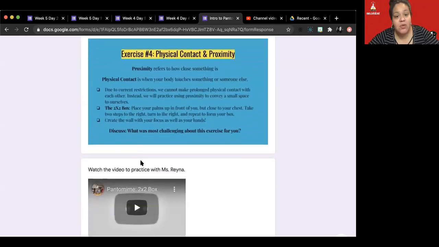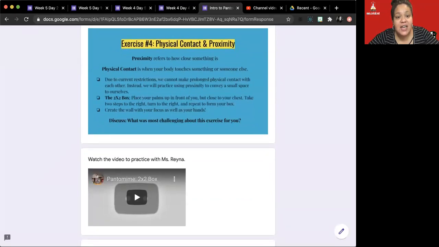Once you are done, you will move on to exercise number 4, which is physical contact and proximity. Physical contact is basically anytime your body touches something else, whether it is another person's body, like when you high five and your hands touch, that's physical contact. When you are sitting in a chair and you can feel your legs and your bottom touching the chair, that is physical contact.